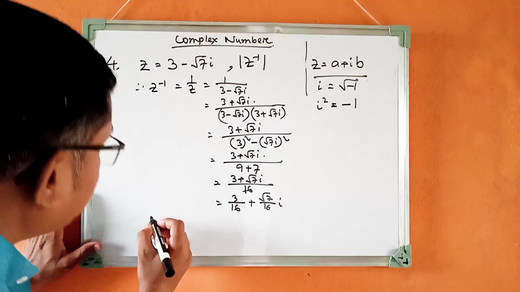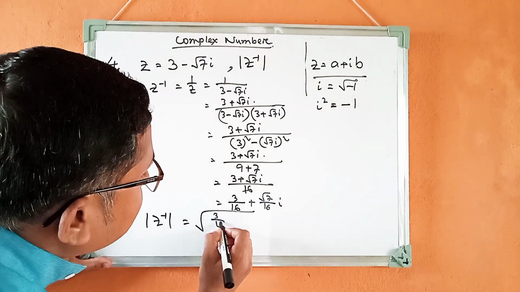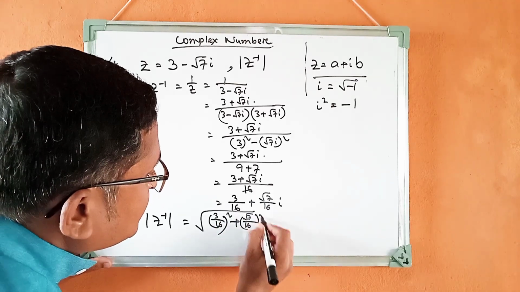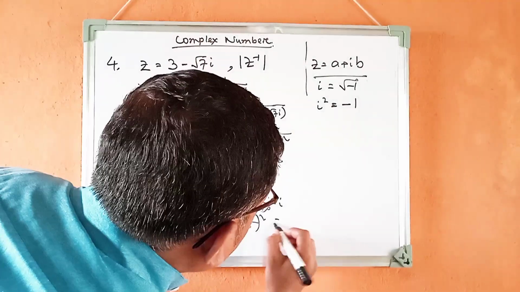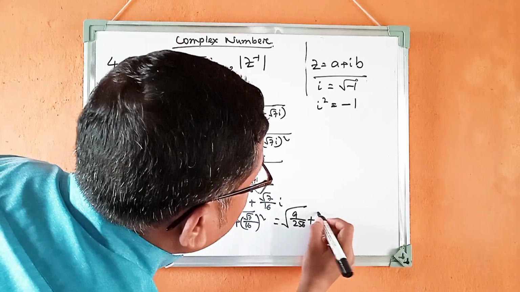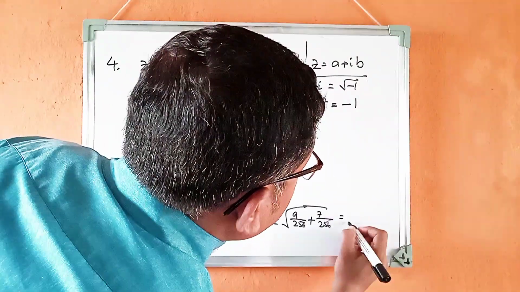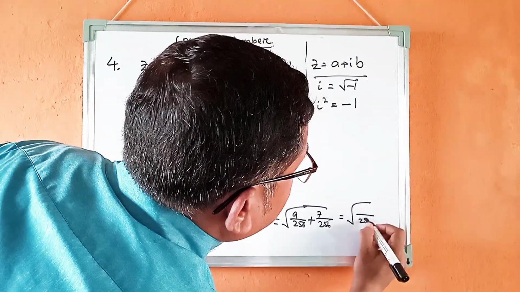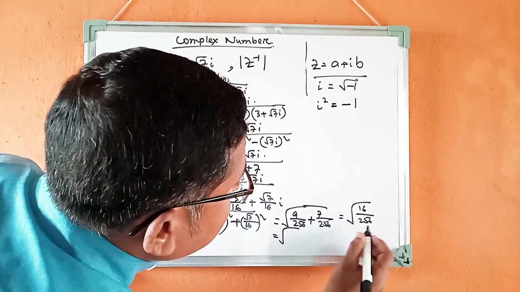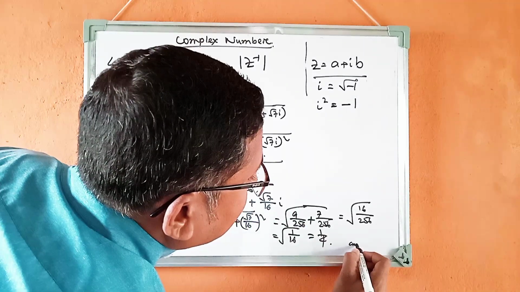Now modulus of z inverse, see carefully. Modulus of z inverse equal to root over of (3 by 16) whole square plus (root over 7 by 16) whole square. Now see what we get. That is 9 by 256 plus 7 by 256. Okay, so 256 is the common denominator. 9 plus 7, that is 16. So root over of 16 by 256, that is 1 by 16, that is 1 by 4. This is the final answer.